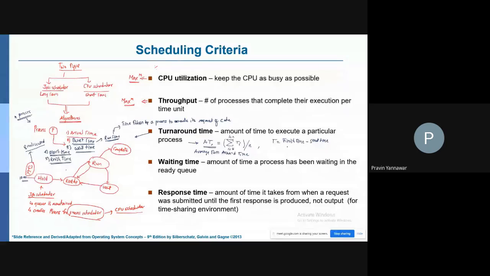That is turnaround. Waiting time I have already discussed. Waiting time is nothing but the amount of time the process has been waiting in the ready queue. Say this is the hold queue, and the ready queue is being maintained. So what is the ready queue here? The ready queue is nothing but the queue of processes handled by your CPU scheduler.